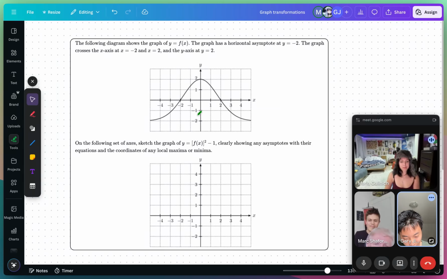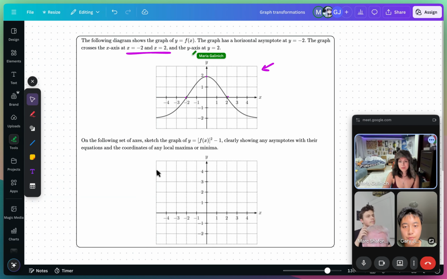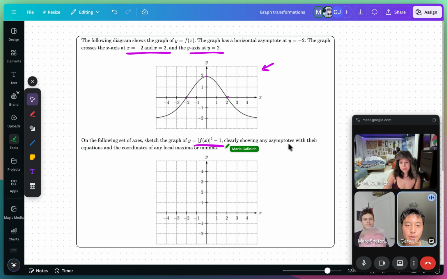All right. So we're given the original graph up here, and we're given all the equations of when it crosses the x and y axes. And we want to sketch the graph of y equals f(x) squared minus 1, showing equations of intersections. Not too hard, I think.